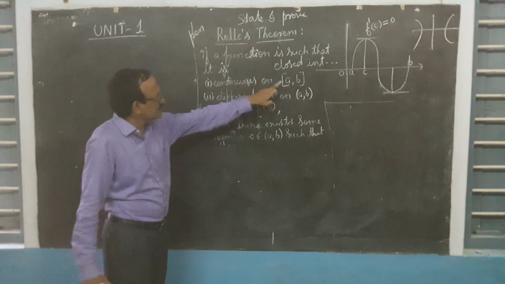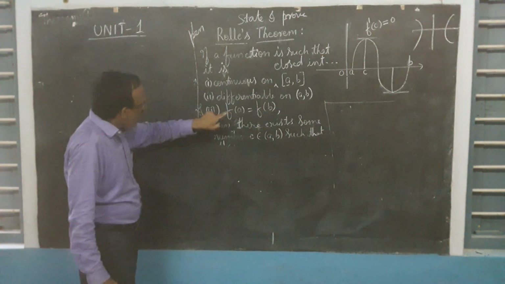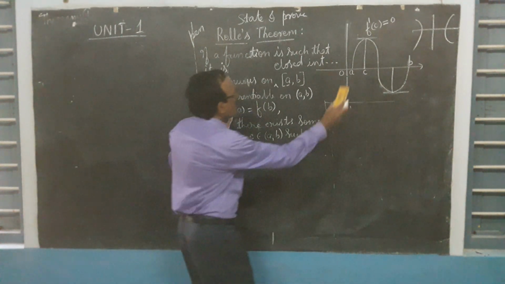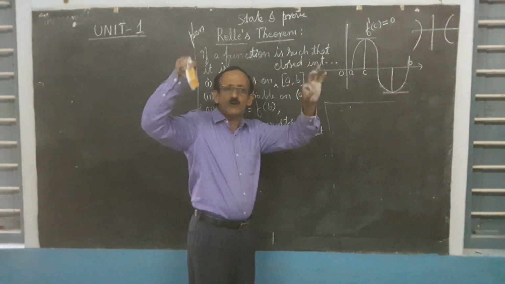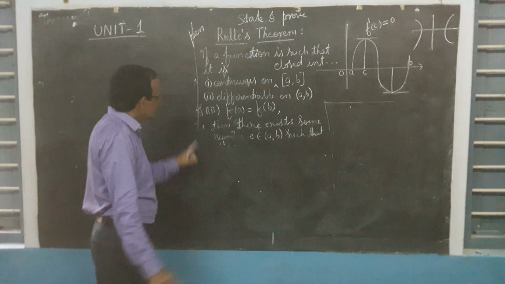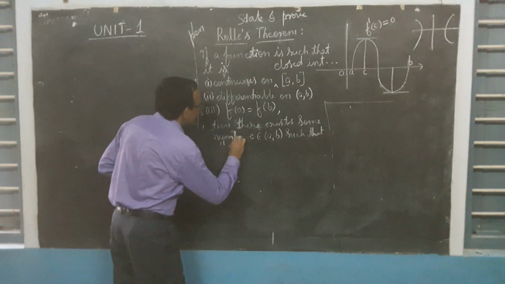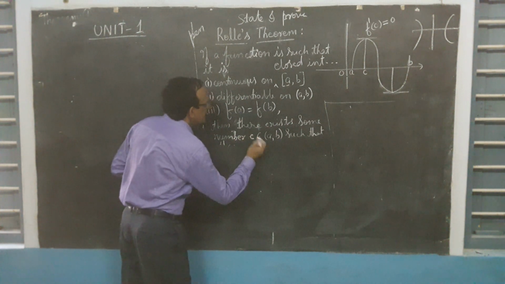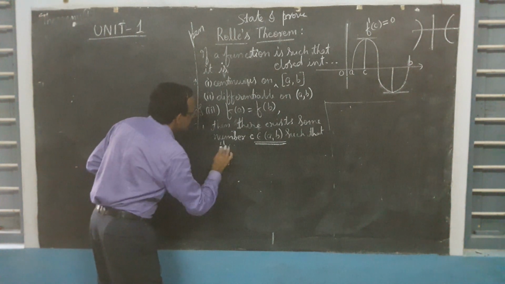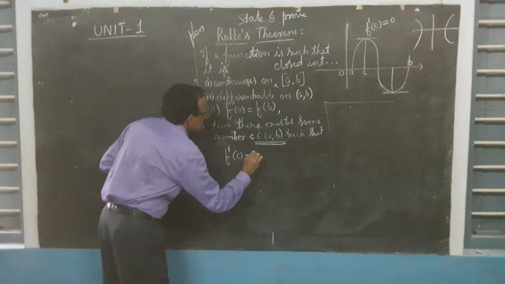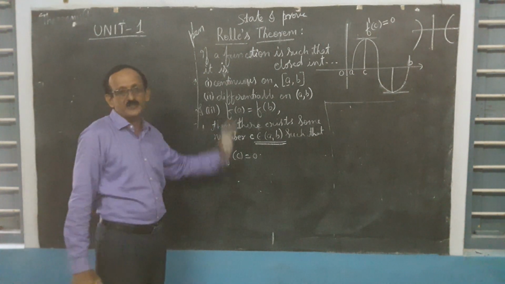The function should be continuous in the closed interval, differentiable in the open interval, and the values at the end points are equal: f of A is equal to f of B. The values at the end points of the interval must be the same. Then the conclusion: there exists some number C in the open interval AB for which f dash C is equal to 0. F dash C is 0 is the conclusion of Rolle's theorem.